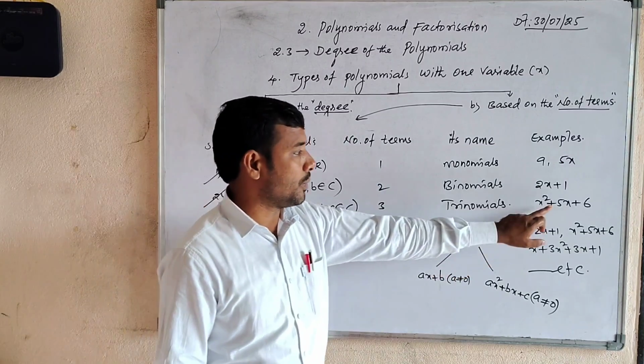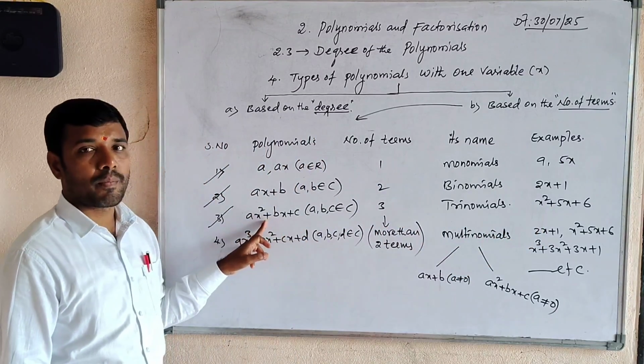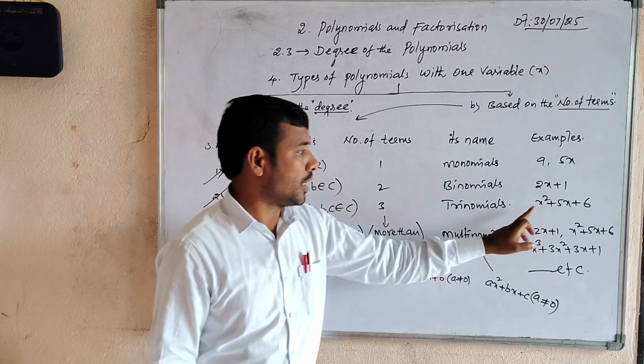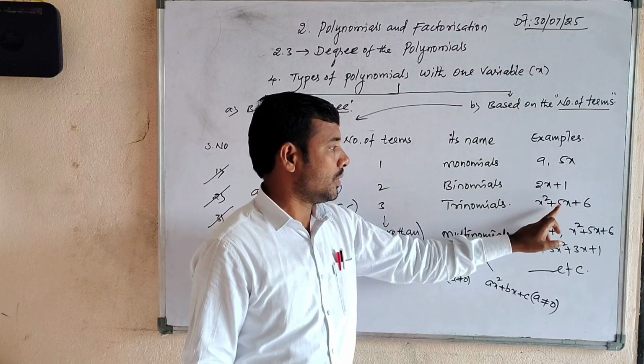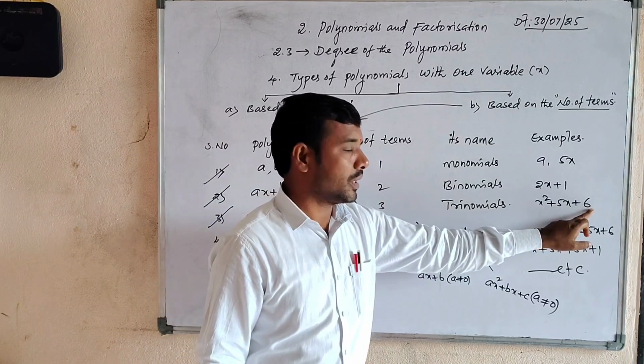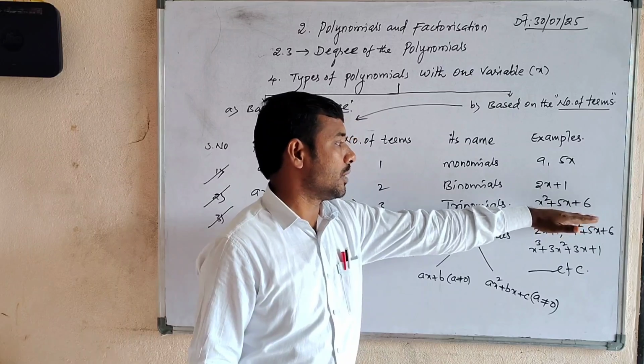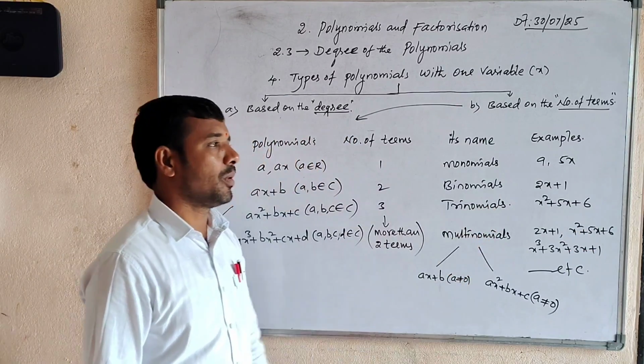So this is one example which is related to this one. Here also 3 terms are there. X square is the first term, 5x is the second term, 6 is the third term. It contains 3 terms. That's why its name is trinomial.